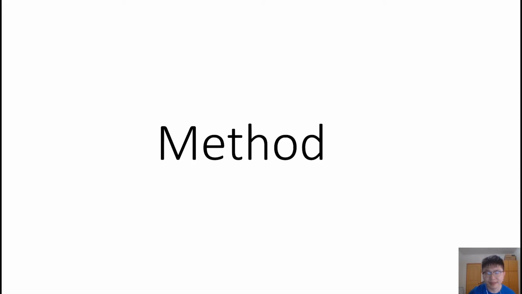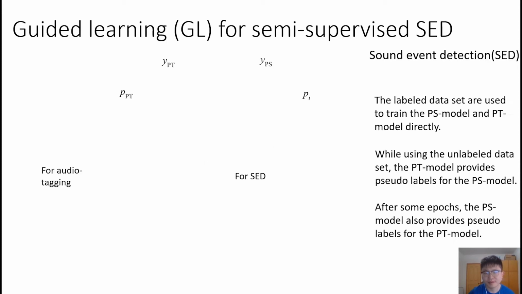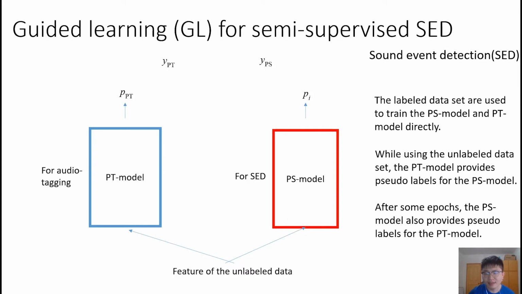The second part, method. Guided learning for semi-supervised sound event detection. The guided learning method is composed of 2 parts, a professional teacher model, which is called PT model, and a promising student model, which is called PS model. The PT model aims for audio tagging, while the PS model aims for SED.